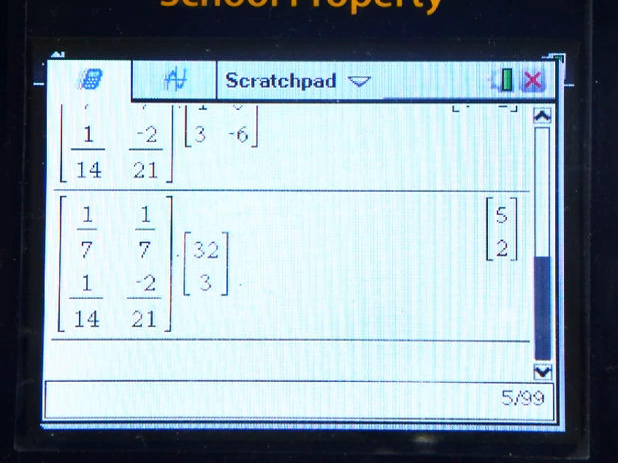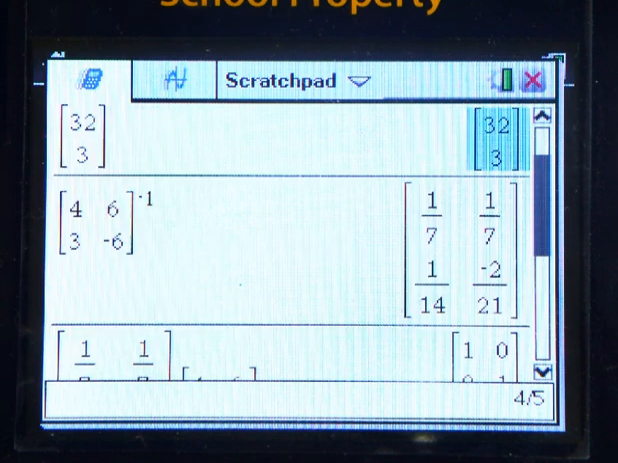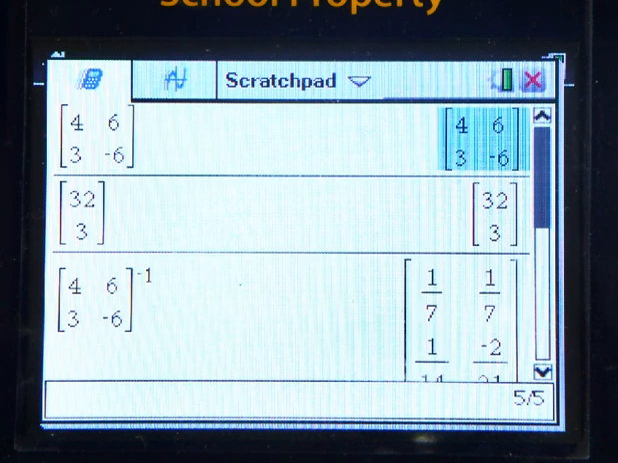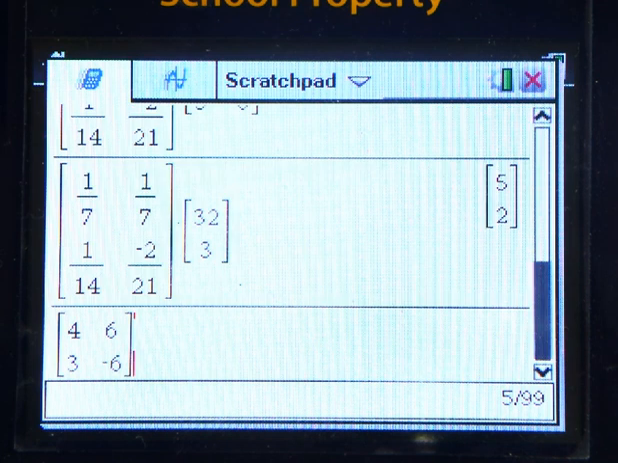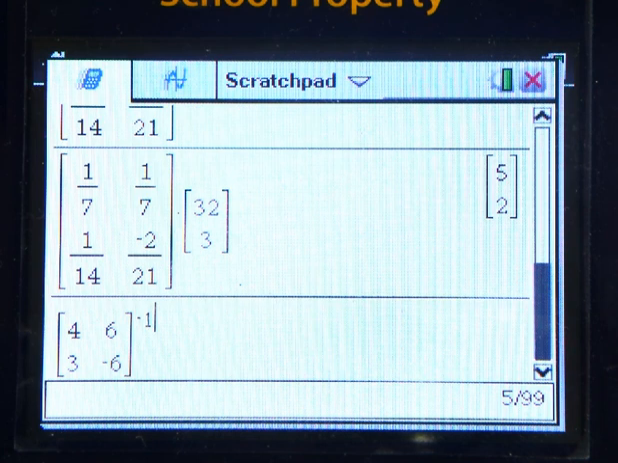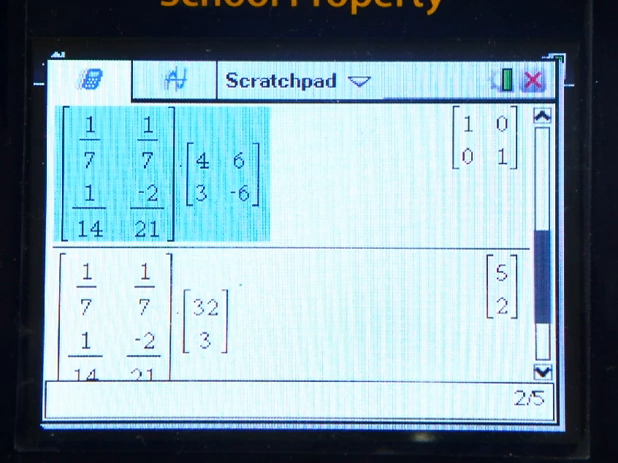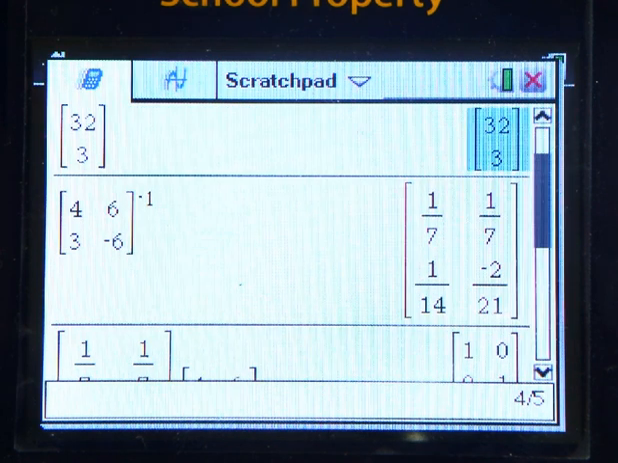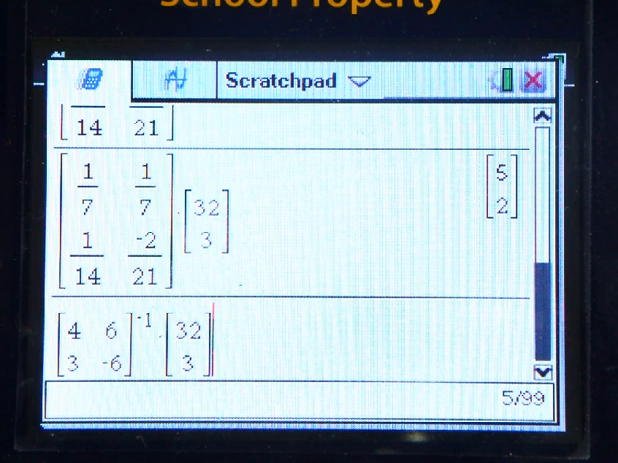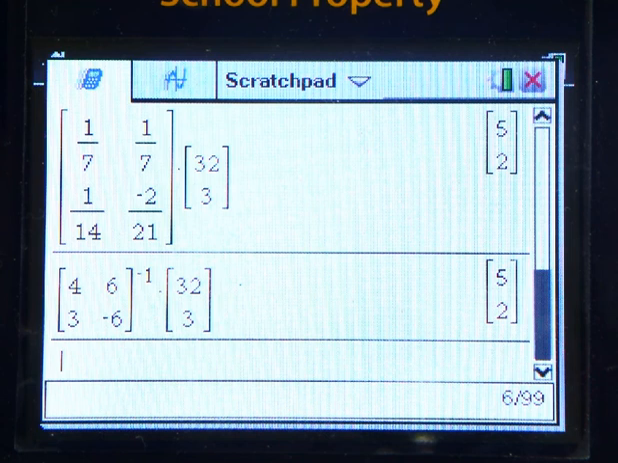Now, one other thing I want to show you. You can do all this at once. If all you're looking for is the answer, go back up and select your original coefficient matrix. On the left, you need the inverse of that coefficient matrix. So make it to the negative first, but don't press enter yet. Then press times, and go back up and get your answer matrix, the 2x1, 32, 3. Press enter, and now it's down there. You have the inverse matrix. You didn't calculate it, but it's there. Times the answer matrix, press enter, and you get 5, 2.